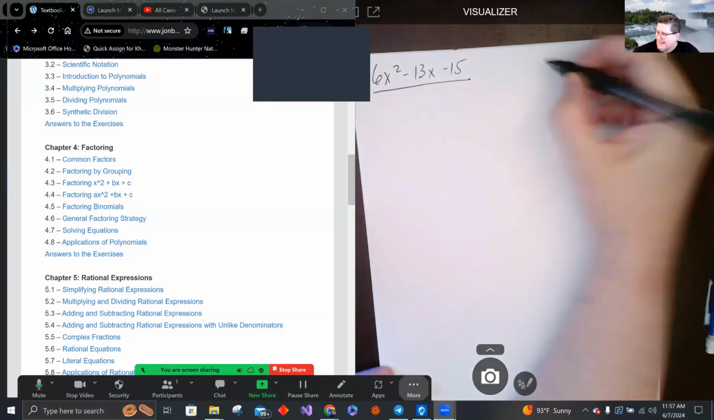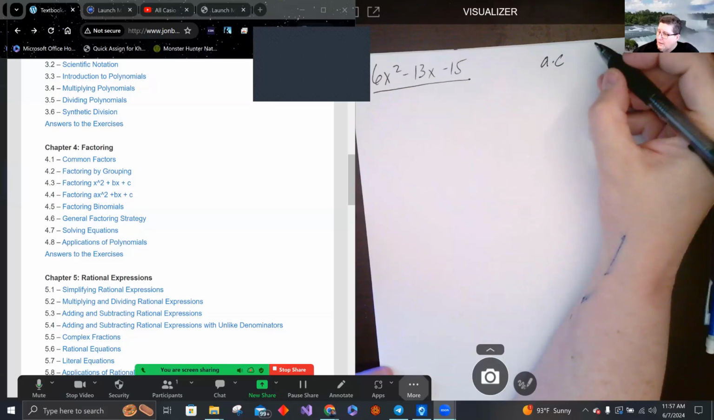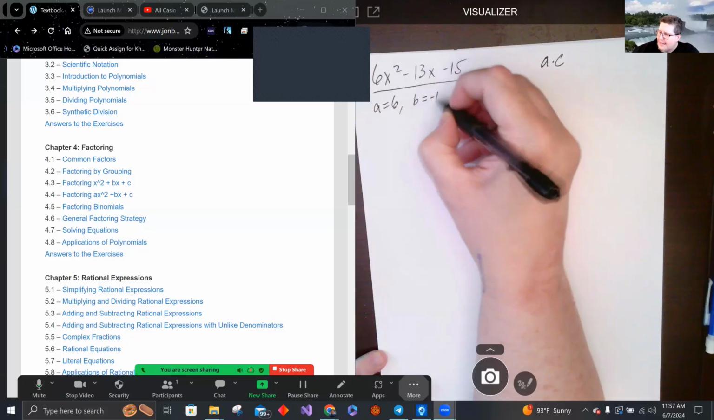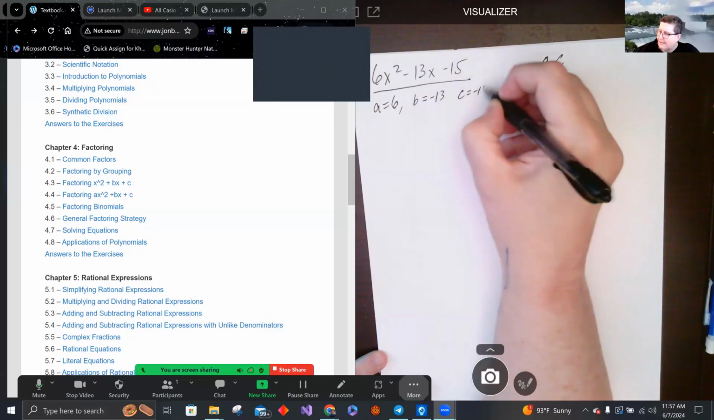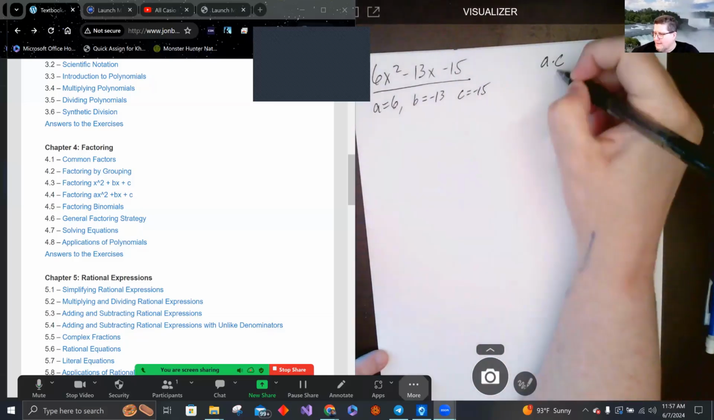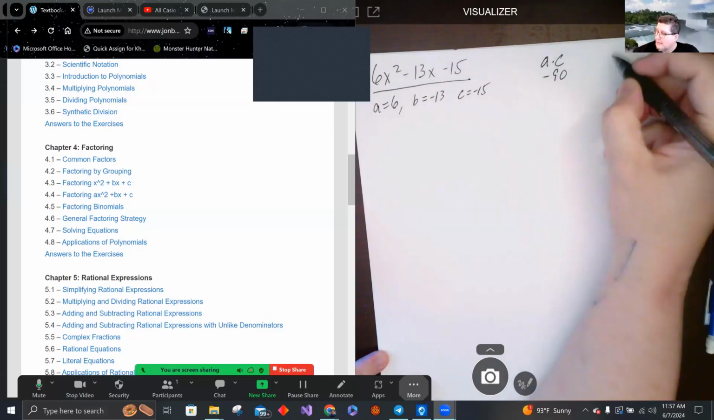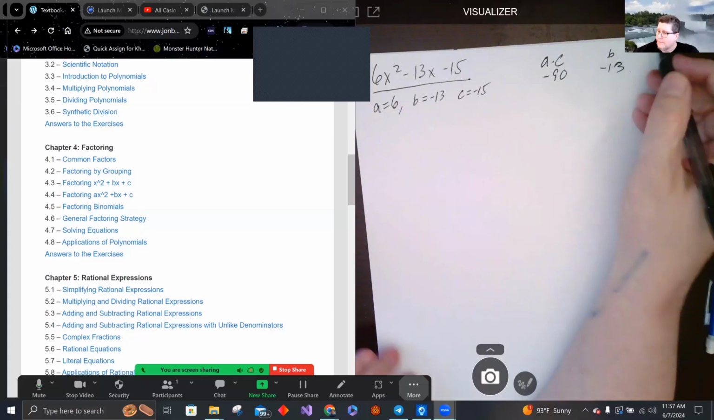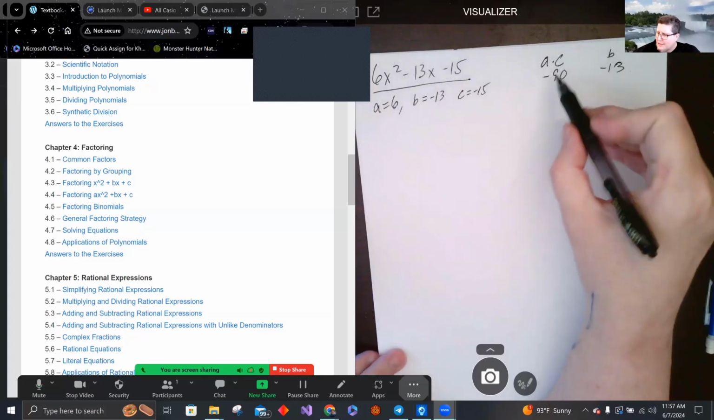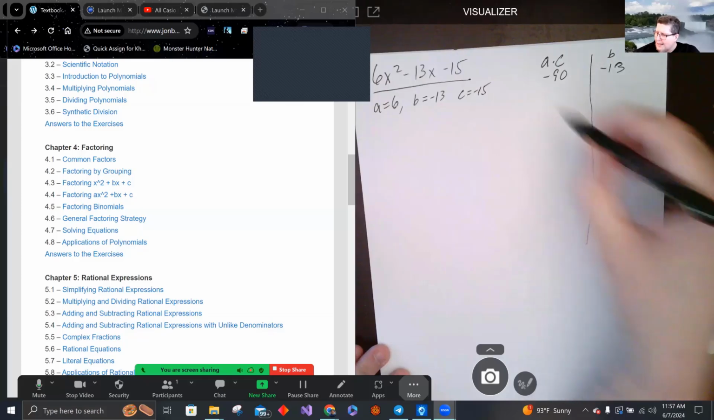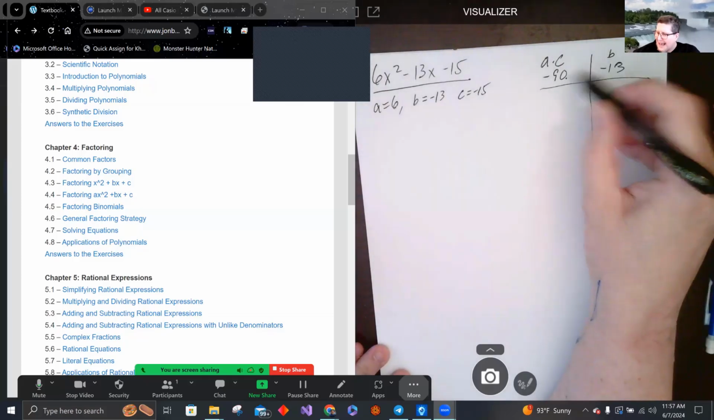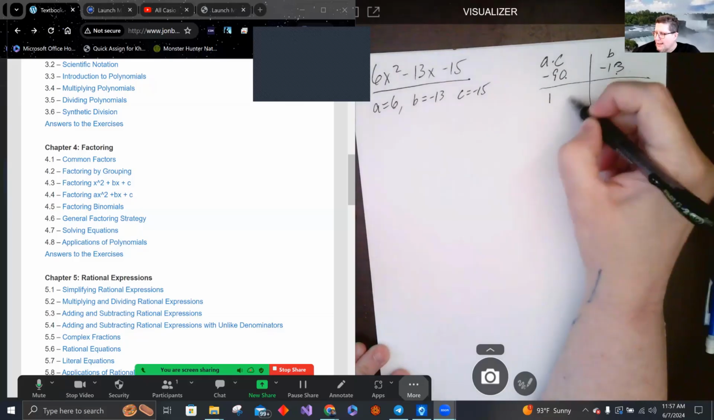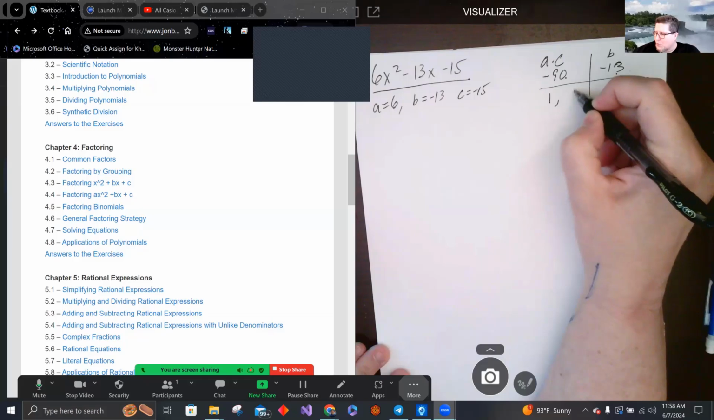So what I'm going to do is A times C. What is A? A is 6. B is negative 13. C is negative 15. So A times C is negative 90. B is negative 13. So I need two numbers that multiply to negative 90, but add to negative 13. I can always start with 1 and 90, but I need to decide which one I want to make negative.